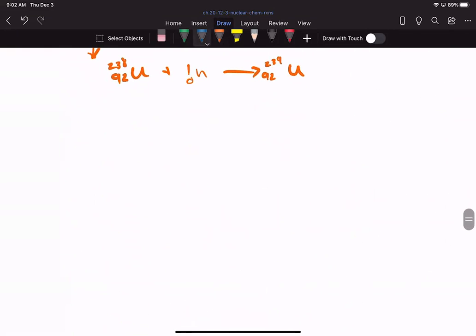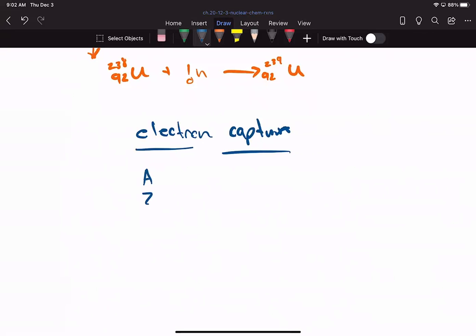And then the last one, which I didn't write up here but we're going to talk about real quick, is what we call electron capture. So our general formula for electron capture is for when we're combining the nucleus with some electrons. We'll say plus a high energy electron, and we're going to get, yeah, here's our general formula.